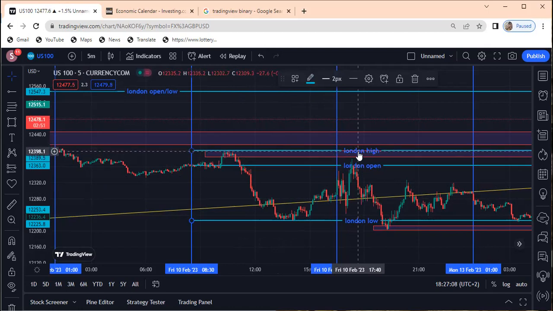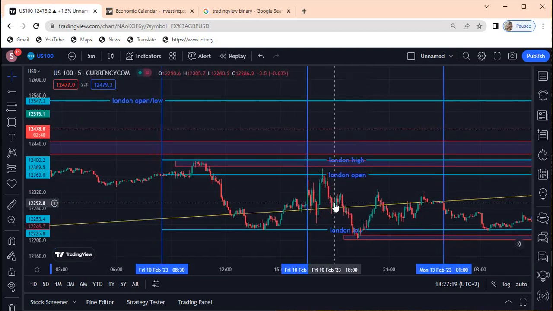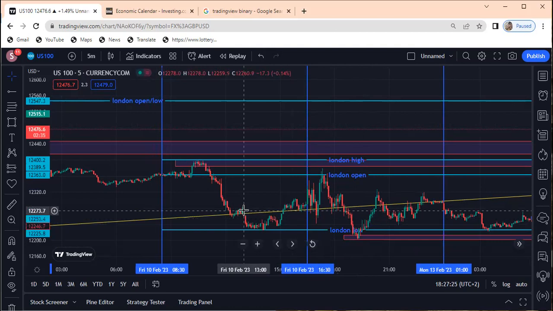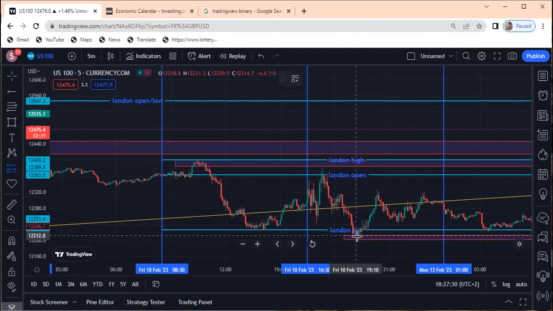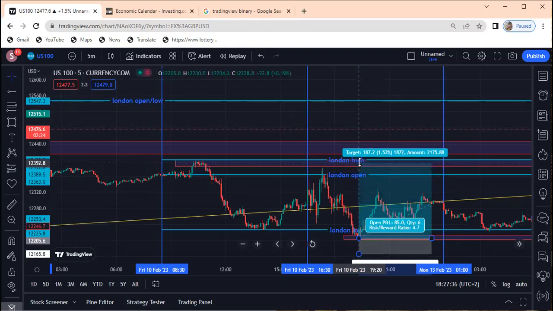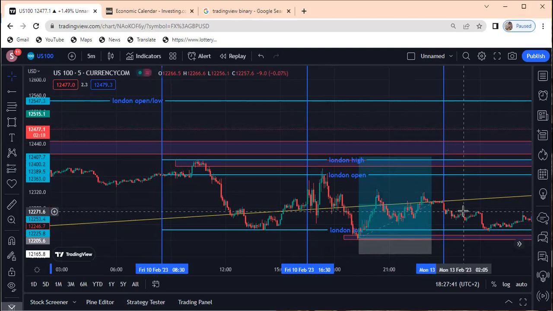So in this instance, it did not take out the high. Once it did not take out the high, it came down and took out the low. You see that once it took out the low, this would have been our entry, because now it has taken out the low. So this would have been our entry, to come and take out this high. Textbook-wise, that would have been our entry. We would have taken the buy as soon as it takes out the low.